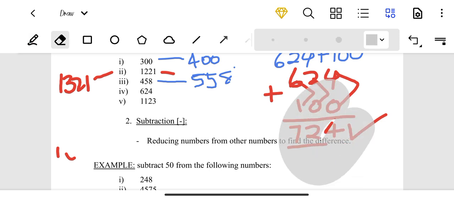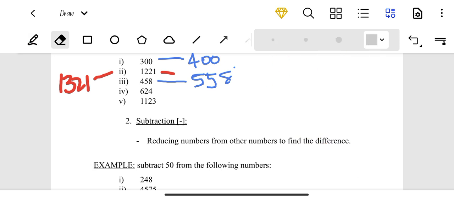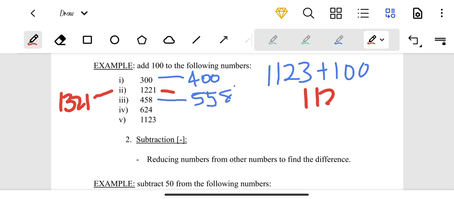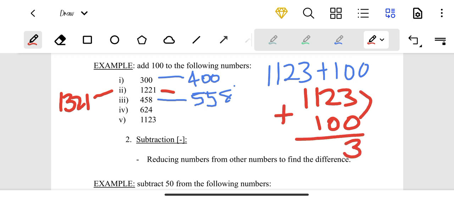So let me just clear that, and then we jump to the last one. So we have 1123 plus 100. So how am I going to write it? I'm going to say 1123, 001, and then I write that. So 3 plus 0 is 3, 2 plus 0 is 2, 1 plus 1 is 2, and 1 plus empty is 1. And then you are done with addition. I hope it made sense.